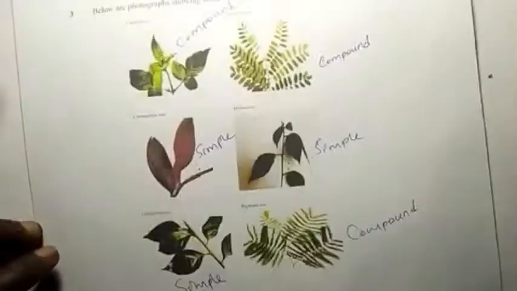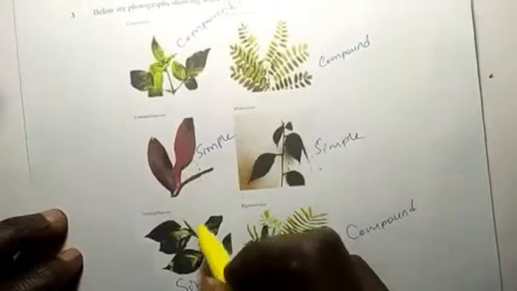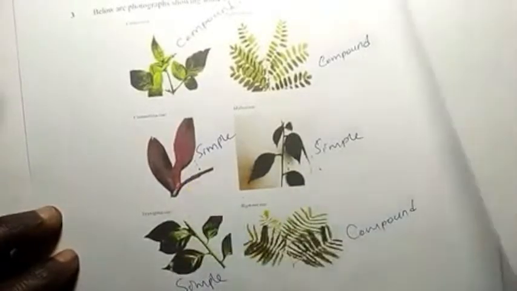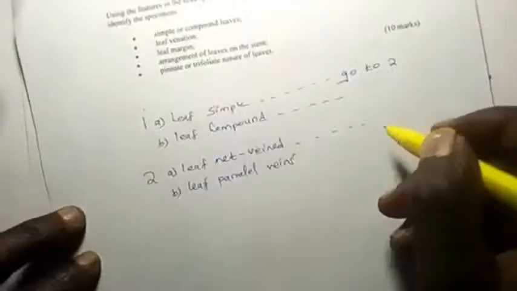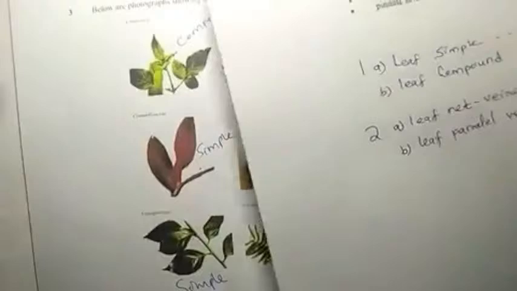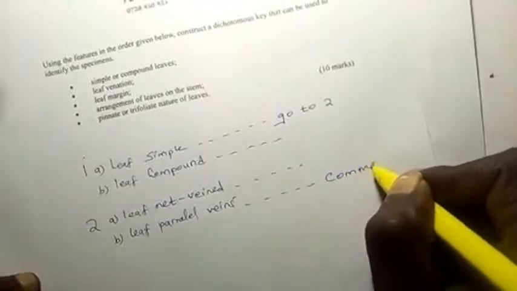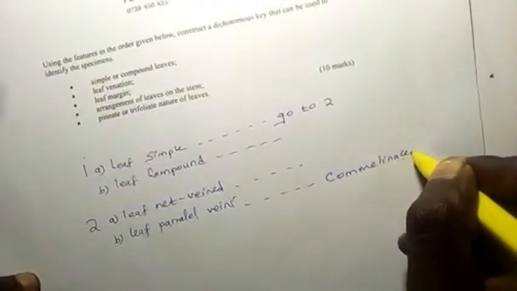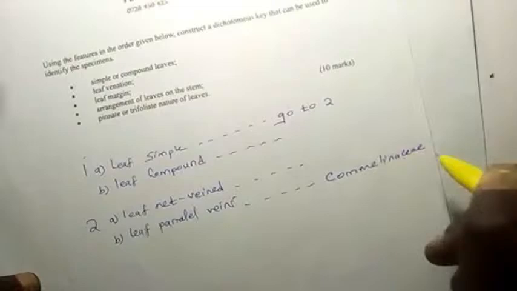With the network veins there are 2, but with parallel veins there is 1. Now we write the name of the leaf, which is Commelinaceae. That is a scientific name. Now here, because there are 2, you say go to 3.